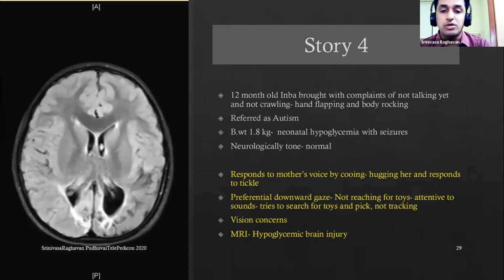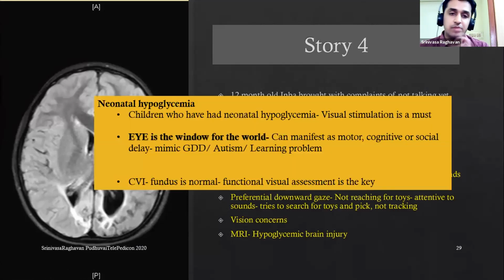The MRI showed typical hypoglycemic brain injury. If you see here, in the occipital region, there is prominent gliosis and volume loss. The occipital horns of the lateral ventricles are dilated. So parieto-occipital gliosis with volume loss is very typical of neonatal hypoglycemic brain injury.